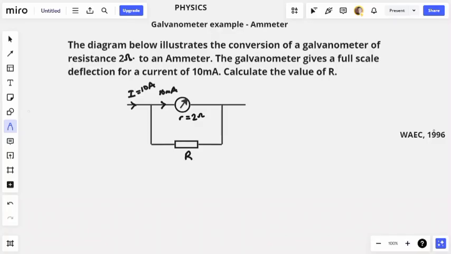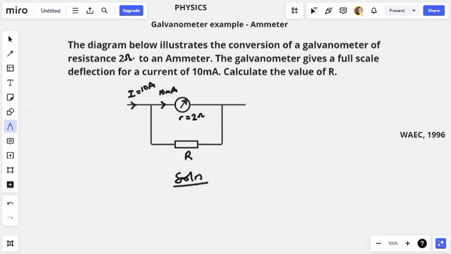Question 1996 on galvanometer. It says, the diagram below illustrates the conversion of a galvanometer of resistance 2 ohms to an ammeter. The galvanometer gives a full-scale deflection for a current of 10 milliamps. Calculate the value of R. Okay, let's quickly do that.